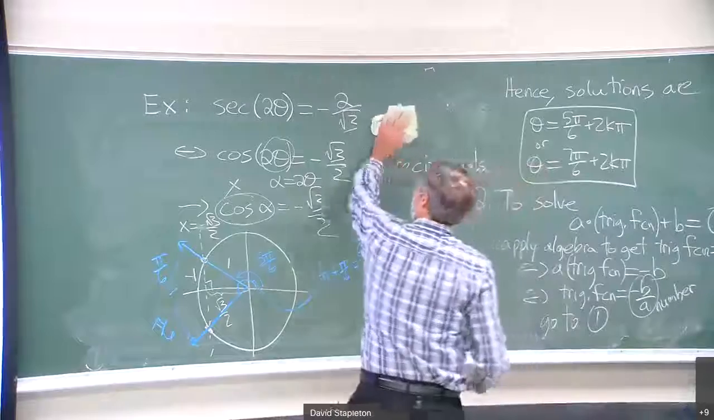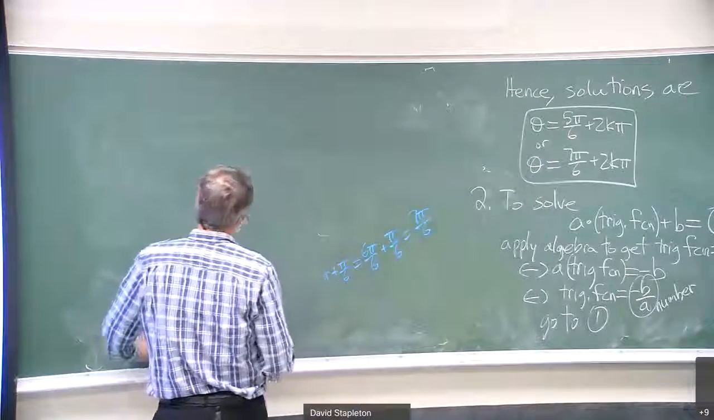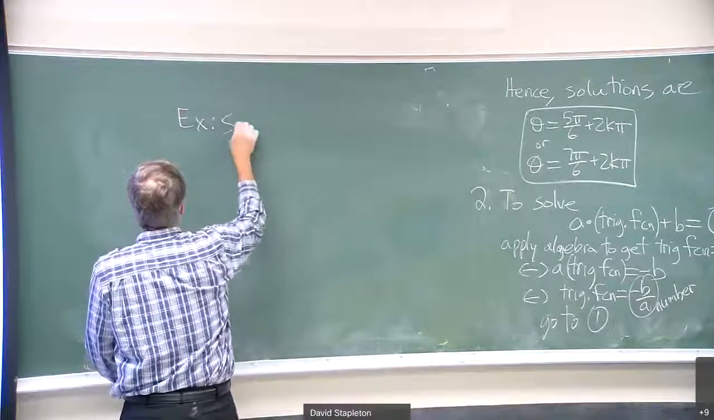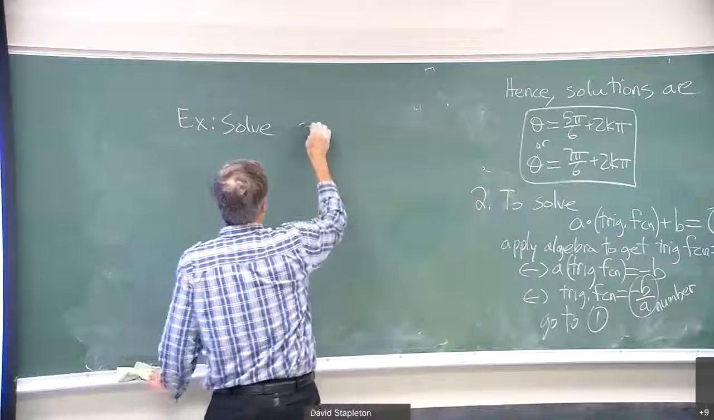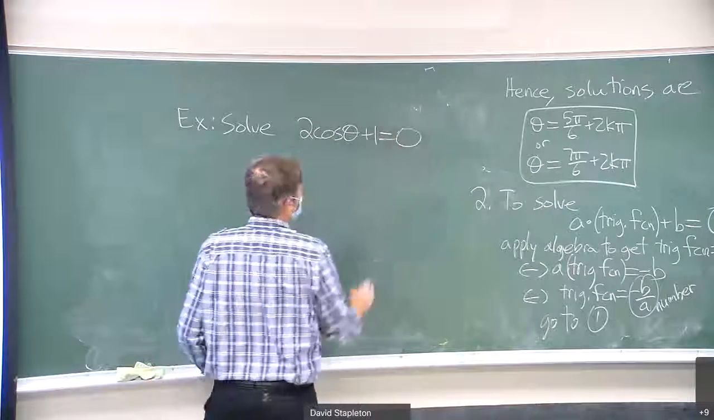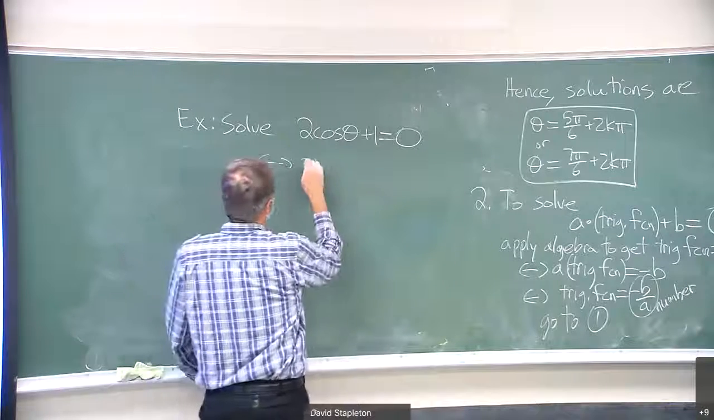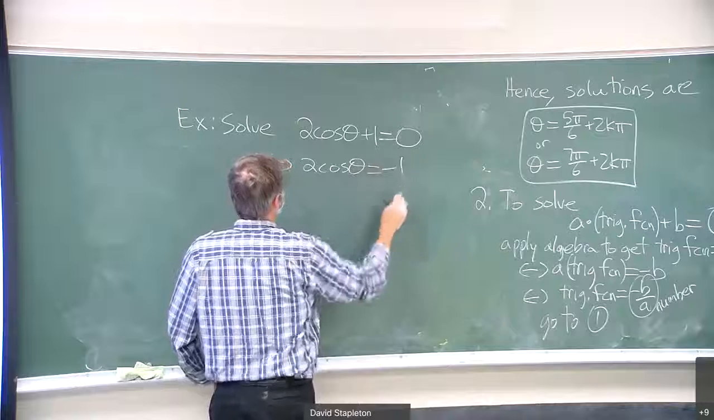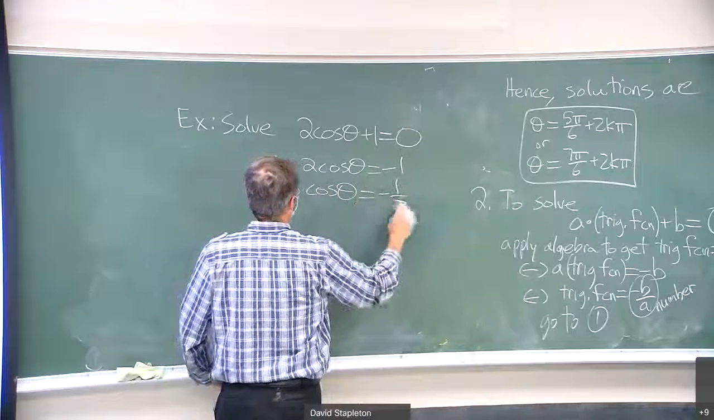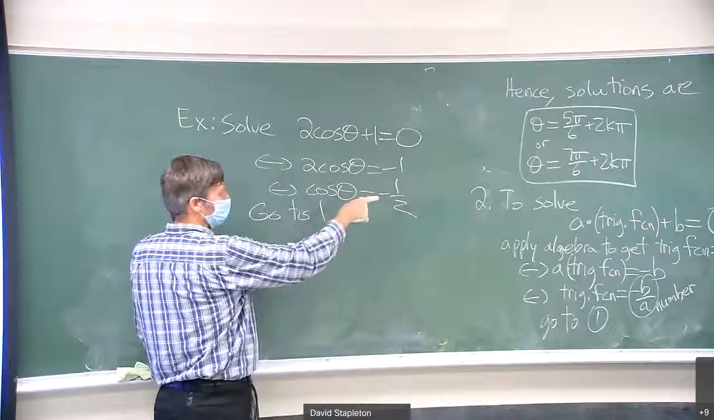I won't have time to finish the problem because we're just about out here, but let me just make an illustration. We'll do these next time. For example, suppose I said solve 2 cosine theta plus 1 equals 0. How do I solve that? It's very easy. You subtract 1 and get 2 cosine theta equals minus 1, and divide by 2. Cosine theta equals minus a half. Now you go to step 1 because you have trig function equal to number.